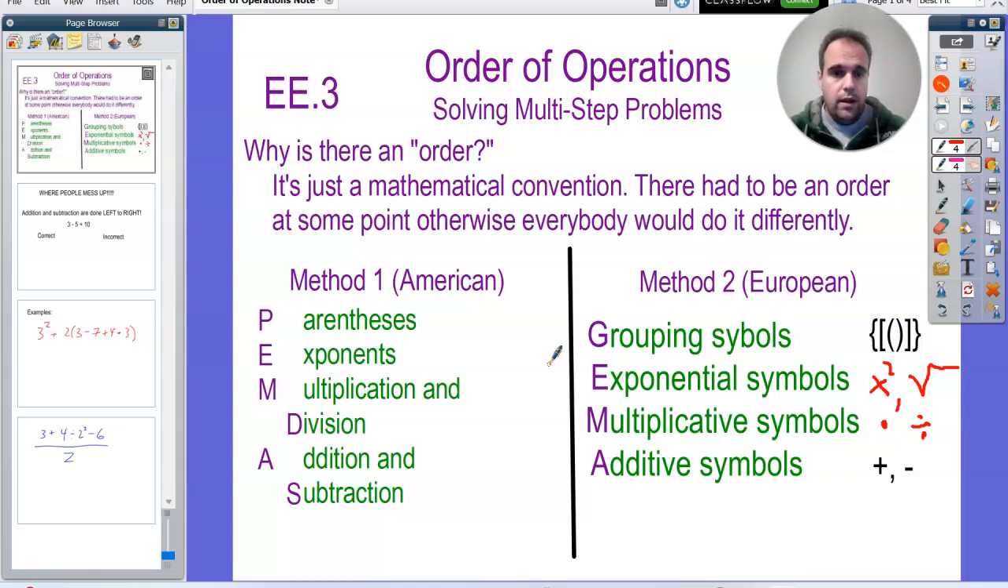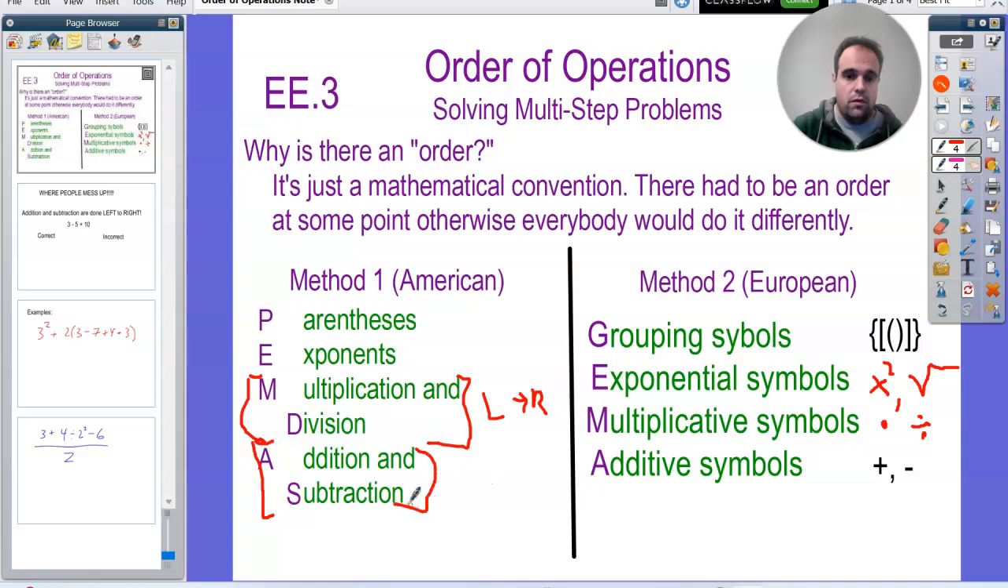So method 1, the American way, is parentheses followed by exponents, then multiplication and division, followed by addition and subtraction. Common mistake made with PEMDAS is that people think it's in order P, then E, then M, then D, then A, then S. No. Multiplication, division happen at the same time, moving left to right. Addition and subtraction happen at the same time, moving left to right. If you do addition then subtraction, you'll have a mistake about half the time. Wouldn't recommend it. I would recommend left to right.